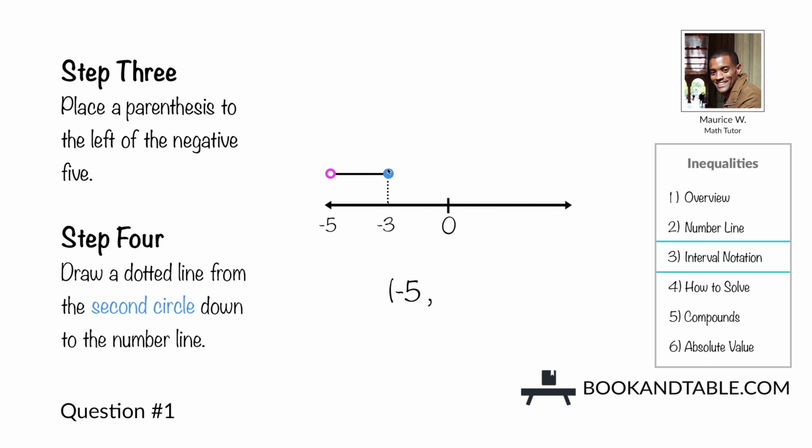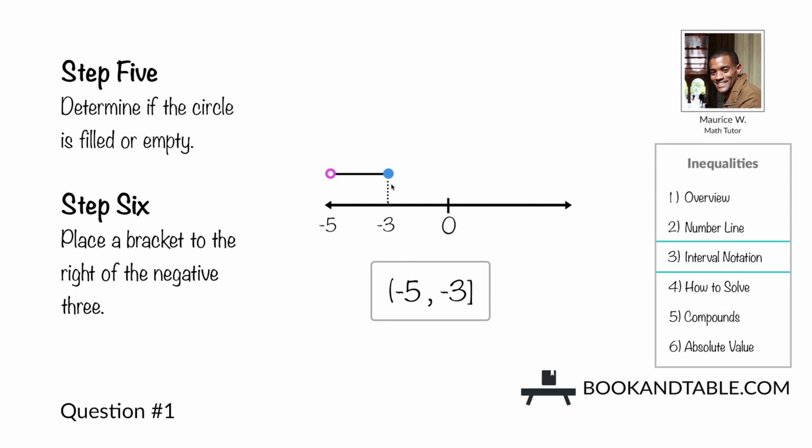Step 4, let's now take a look at the second circle. So draw a dotted line from the second circle down to the number line. Step 5, we determine if the circle is filled or empty, and we see it's filled, which means for -3, step 6, we're going to place a bracket to the right of the -3. So the answer to question number 1 is right here, parenthesis, -5, comma, -3 with a bracket. The smaller end is -5, and it is not included, and the higher end is -3, and it is included.